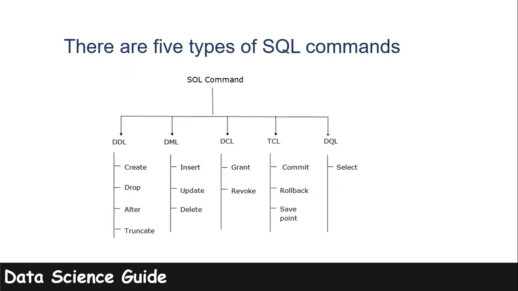And this chart is to review all the 5 types. First is the DDL, Data Definition Language, to create, drop, alter, or truncate a database or a table. DML, Data Manipulation Language, to insert, update, and delete data. DCL is to control users' access to databases. Transaction Control Language, to manipulate transactions such as commit, rollback, and savepoint commands. And finally, Data Query Language, which is the SELECT statement. This is what we are going to cover for data analysis purposes.